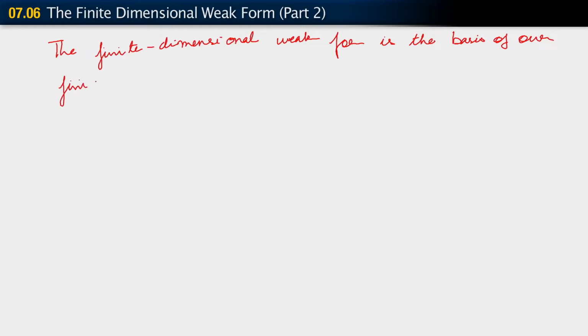As in the 1D problem, the finite dimensional weak form is the basis of our finite element formulation of the problem.